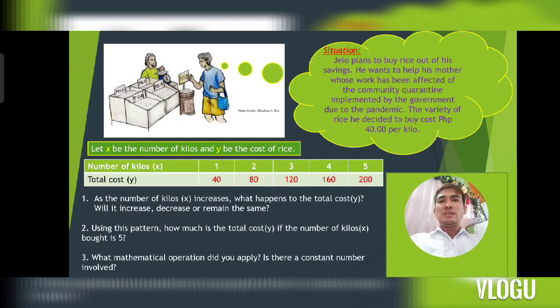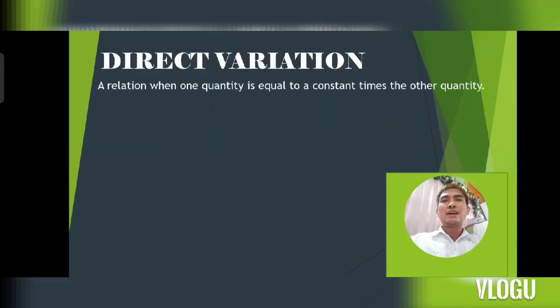Now, the third question: what mathematical operation did you apply? Is there a constant number involved? The mathematical statement that describes the relation is y = 40x, where y represents the cost of rice and x represents the number of kilos. This statement means that for two quantities, let's say x and y, an increase in x causes an increase in y as well. Similarly, a decrease in x causes a decrease in y. And that involves direct variation.